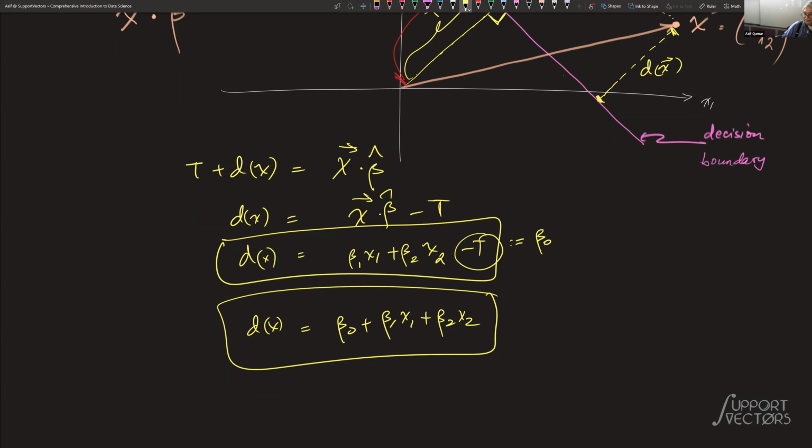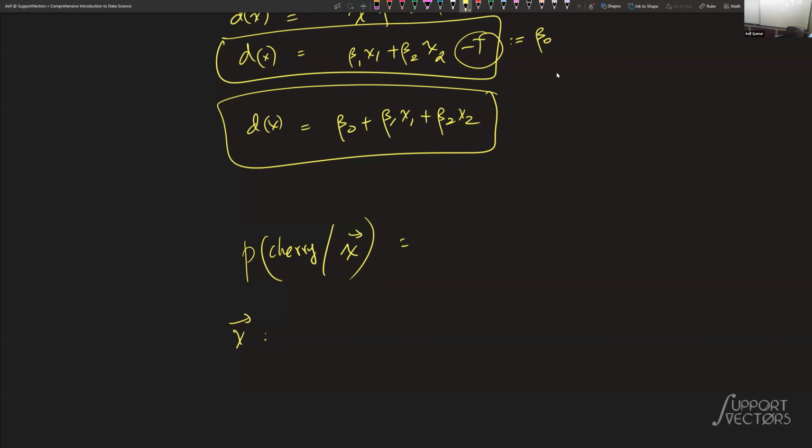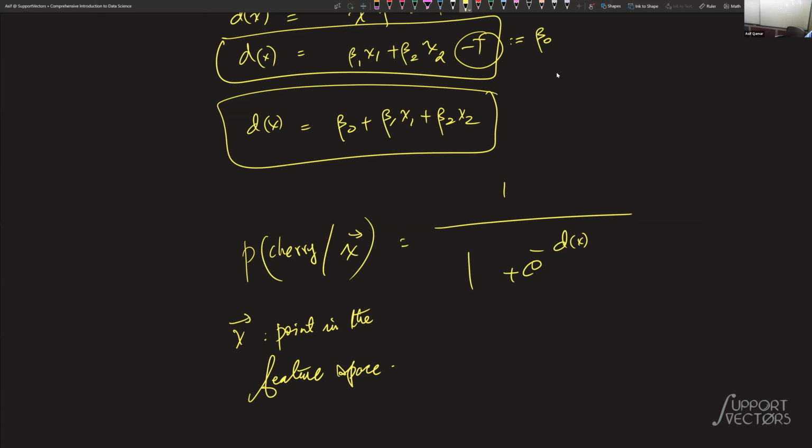And so let us summarize all this. If D is this, then let's plug it into our probability equation. Remember, we said probability of it being a cherry is equal to, or can I write it in a more formal language rather than the subscripts and so forth? Let me say probability of cherry given X, where X is a point in the feature space, is equal to, remember, we did that, 1 over 1 plus e to the minus D x. This is where we were last, isn't it?